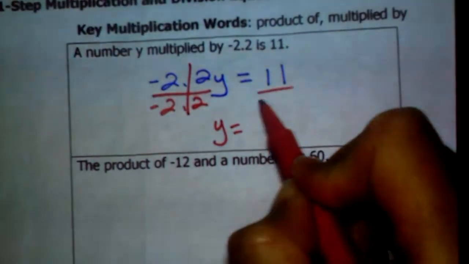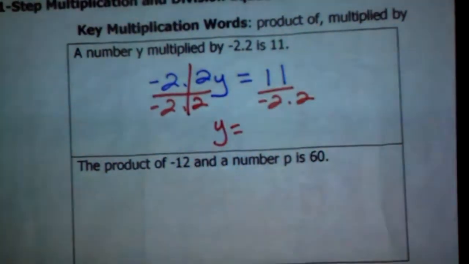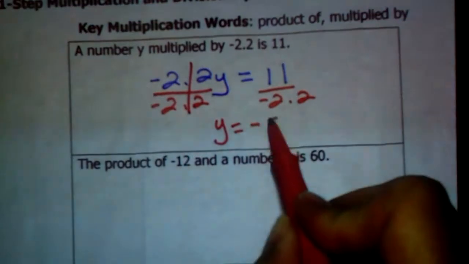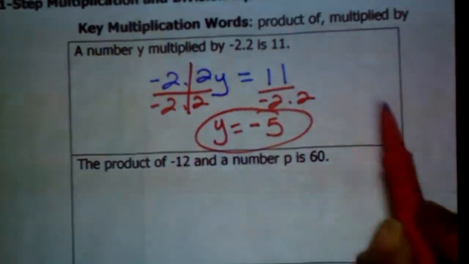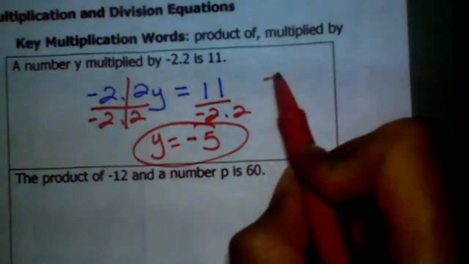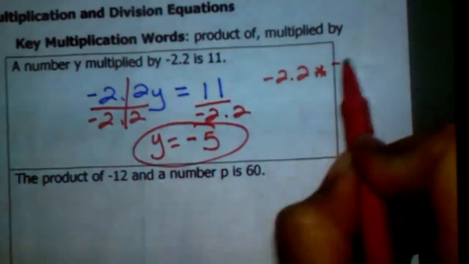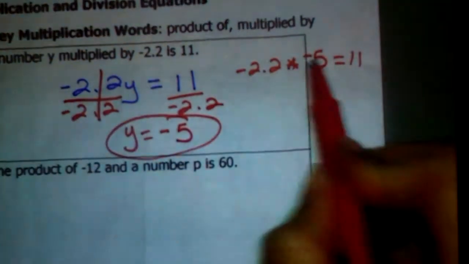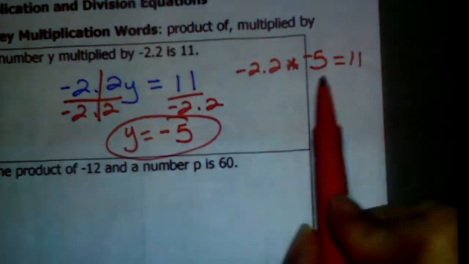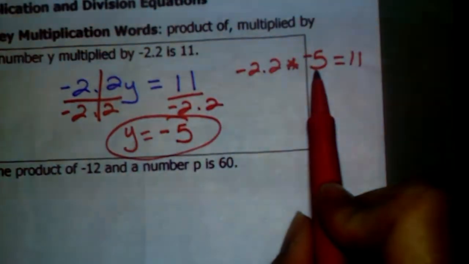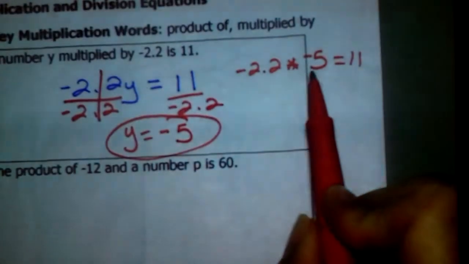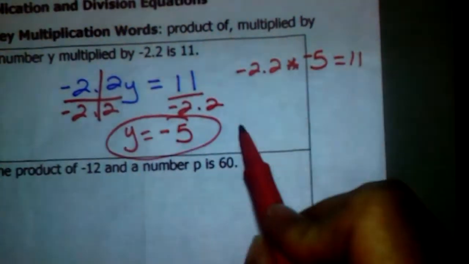I'm going to take 11 divided by a negative 2.2. And that ends up being, well, I should have a negative answer, so I end up with a negative 5. Right. And just to double check it, negative 2.2 multiplied by a negative 5 should equal 11. Well, I know a negative times a negative is a positive. Yay. 2 times 5 is 10. 2/10 is 1/5, and 1/5 of 5 is 1, so 10 plus 1 is 11. Again, trust me, it's right.